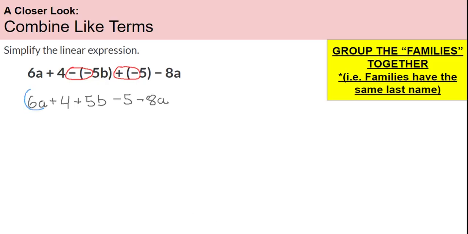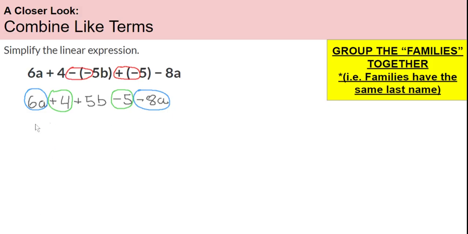6a. What matches up with 6a? We need to find its family member. Who else has the same last name as a? Well, negative 8a, or minus 8a. Keep the sign to the left. So that's why I kept that with it. Let's look at the next term. +4. You see another one with no letters? Yeah, I do. I see a number here, -5. And then you see 5b, positive 5b, it's by itself.